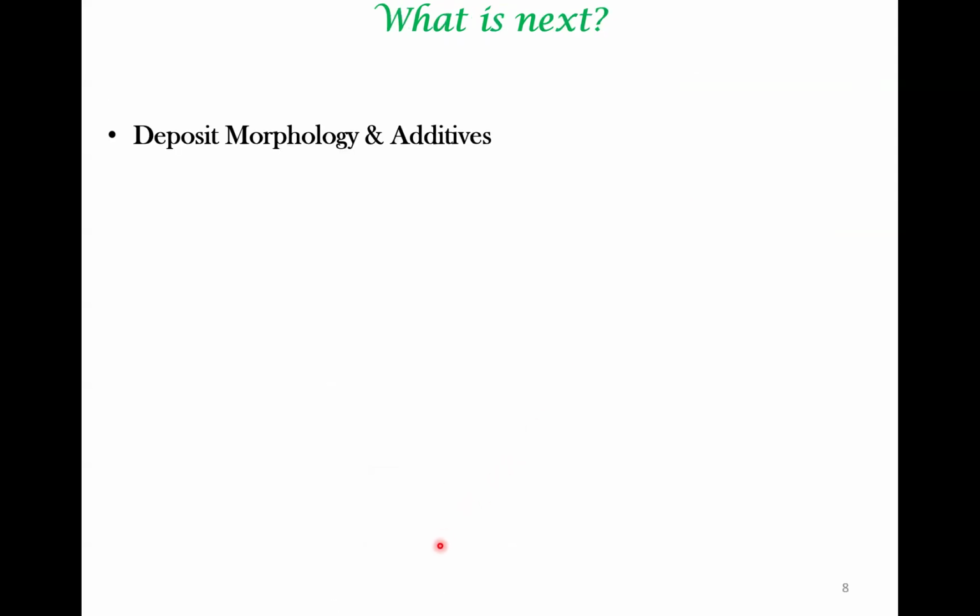In the next lecture, we will look at certain aspects of deposit morphology and how additives are important in controlling the deposit morphologies. This will be a bit descriptive in nature, but these are extremely important topics in industrial application of electrodeposition. We'll look at these topics in the next lecture.